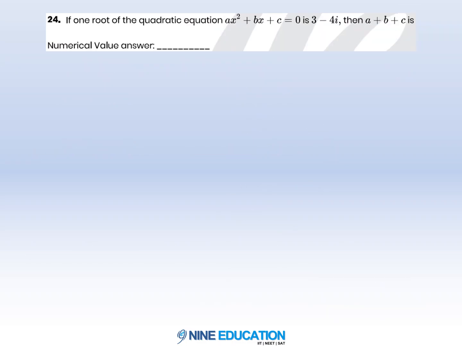Let's discuss question number 24. One root of the quadratic equation x square plus bx plus c equals 0 is given as 3 minus 4i, which is a complex number. We know complex roots exist in conjugate pairs. So if one root is 3 minus 4i, its conjugate will be the other root.